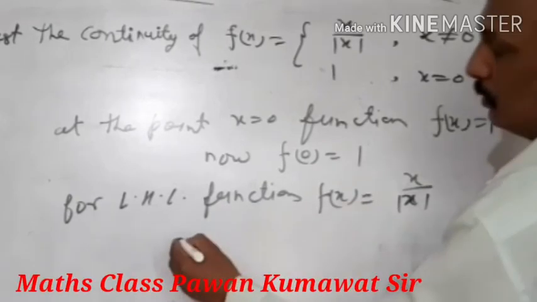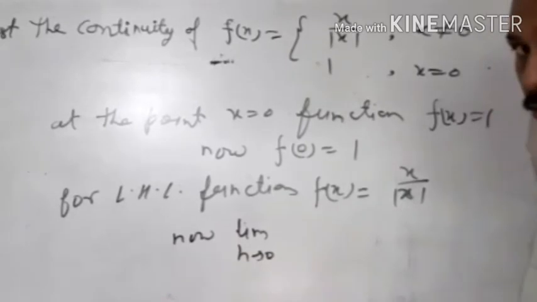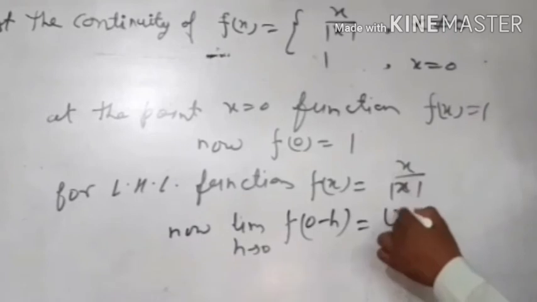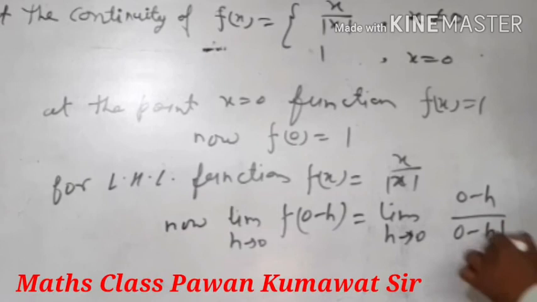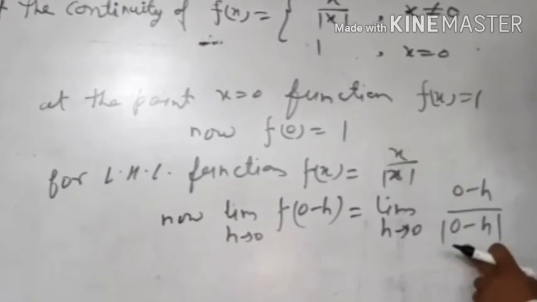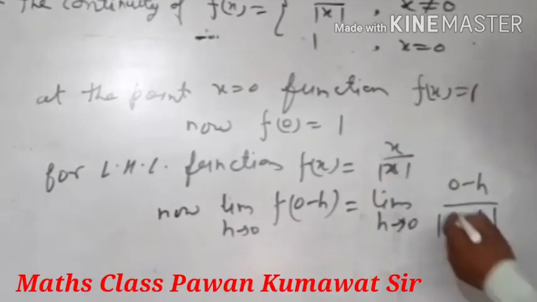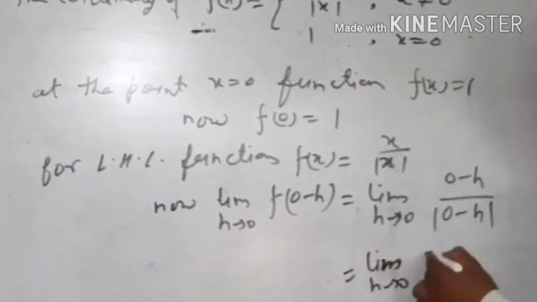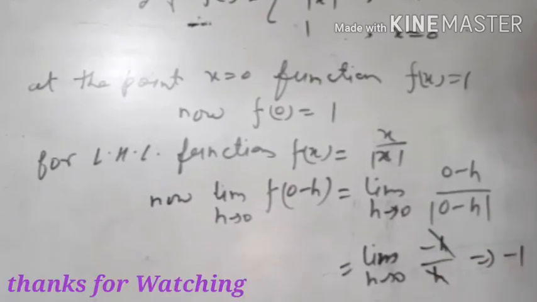Okay? Now, taking limit h tends to 0, f(0 minus h). Here also, limit h tends to 0, (0 minus h) upon modulus of (0 minus h). And as we know, if there is a negative value in modulus, it becomes positive. Okay? So here, limit h tends to 0, minus h upon plus h. That will be cancelled out and it is minus 1.